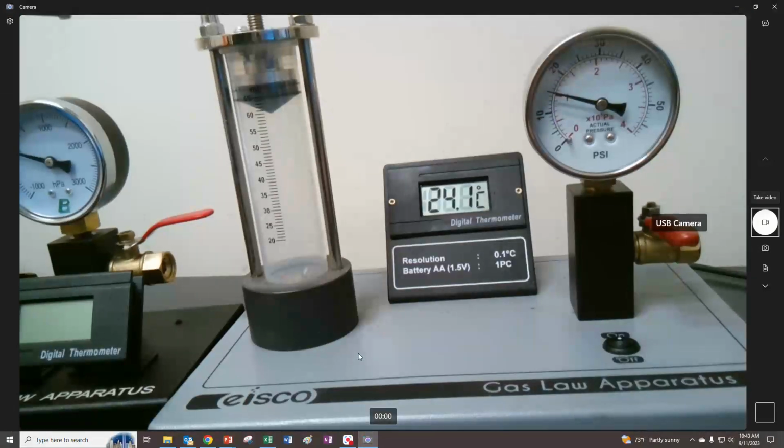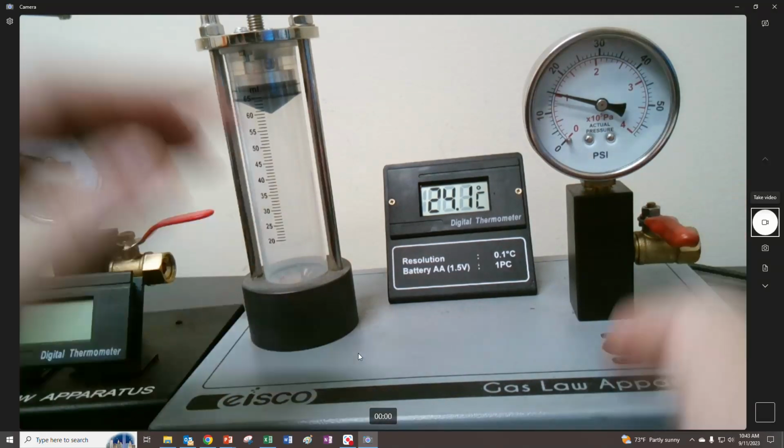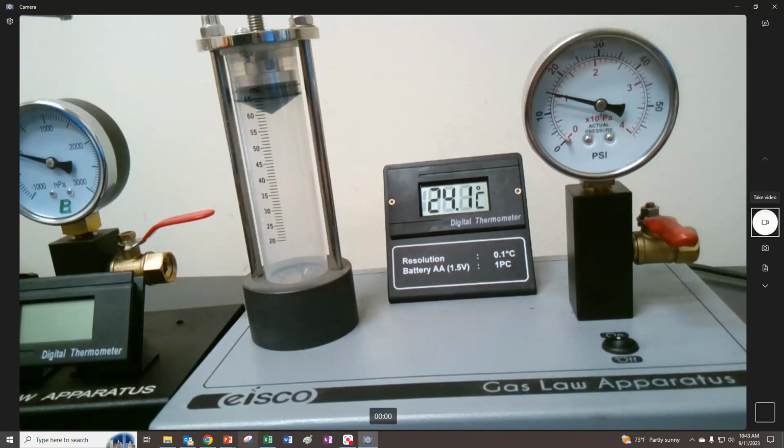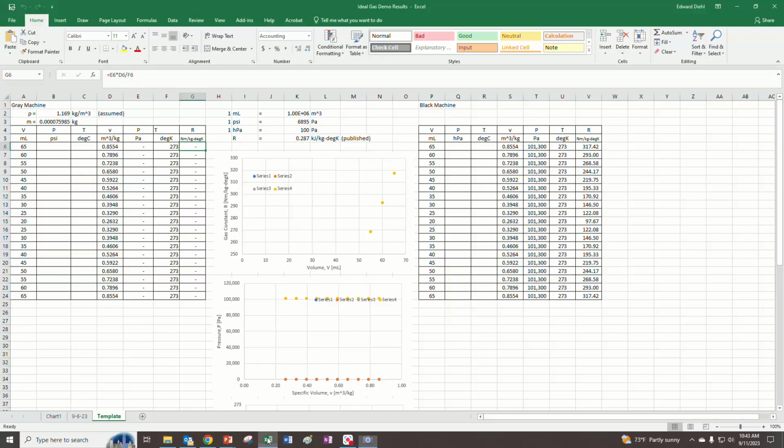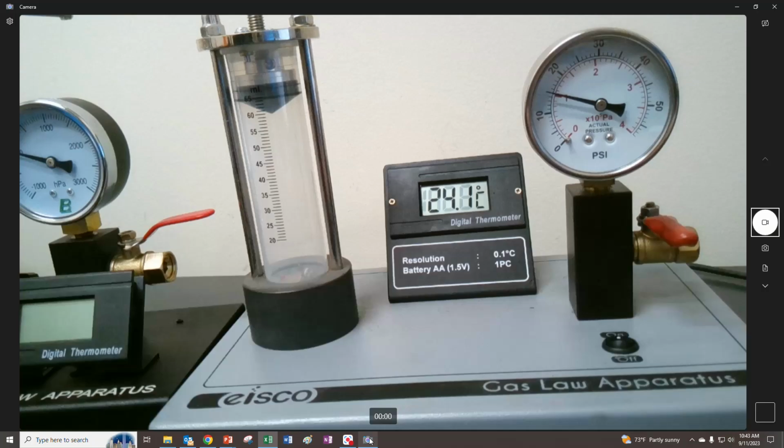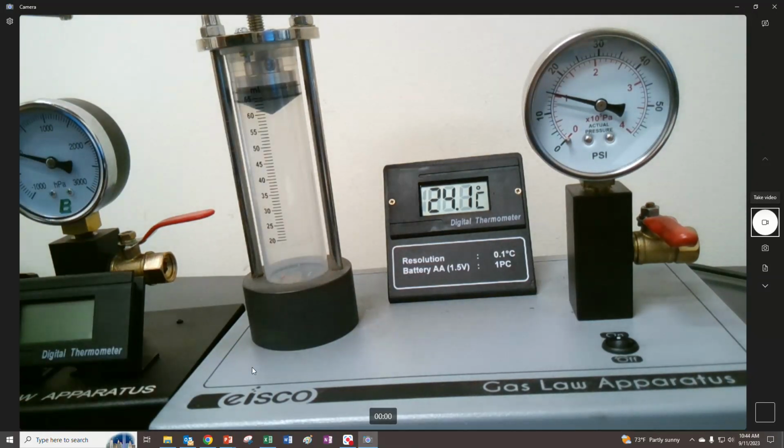So let's take some data. This is closed, so our first data is simply going to be 15 here and 24.1. Right, so we already have a data point plotted up. Interesting. Okay, and now let's go up a little bit. Let's go up by tens.